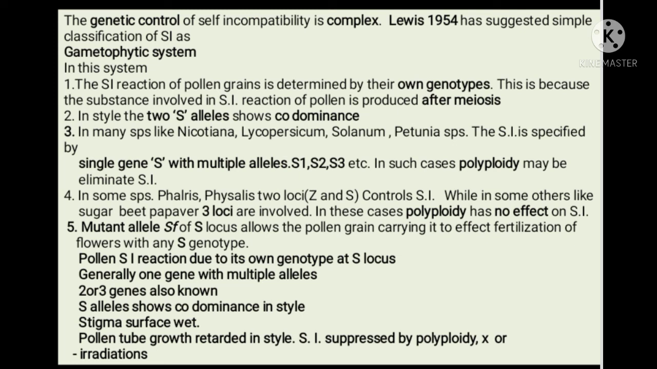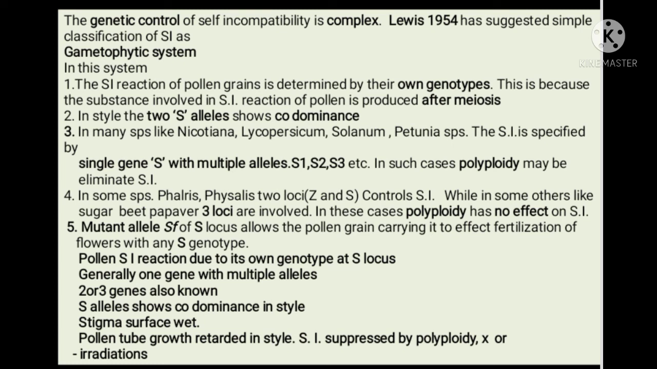In such cases, polyploidy may eliminate self-incompatibility. In some species, two loci, that is Z and S, control self-incompatibility, while in others like sugar beet and Papaver, three loci are involved. In these cases, polyploidy has no effect on self-incompatibility. The mutant allele, that is SF of the S locus, allows the pollen grain carrying it to effect fertilization of flowers with any S genotype. The pollen's incompatibility reaction is due to its own genotype at the S locus.